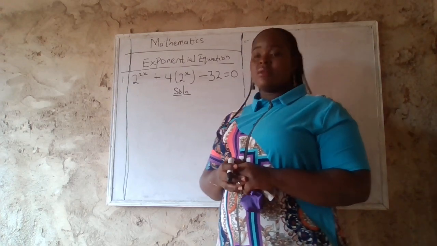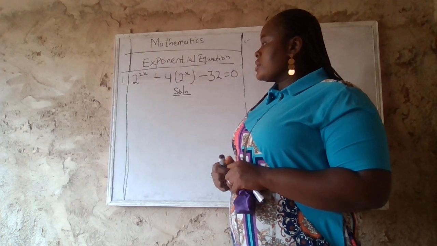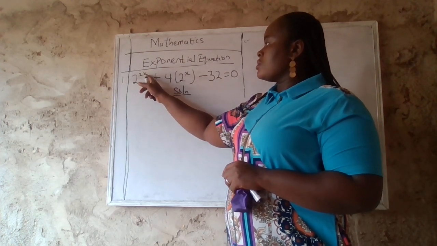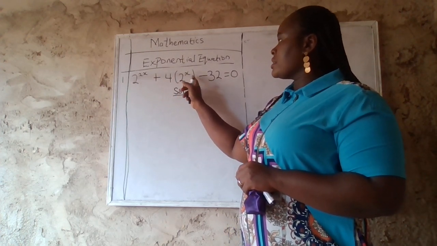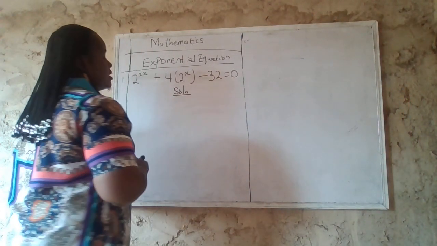Today we'll be solving more exponential equations. As we have on the board, we have 2 raised to the power 2x plus 4 in bracket 2^x minus 32 equals 0. And we are asked to solve for x.